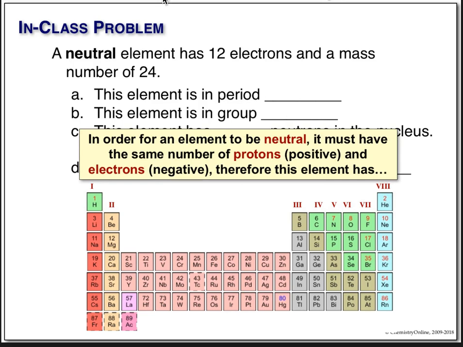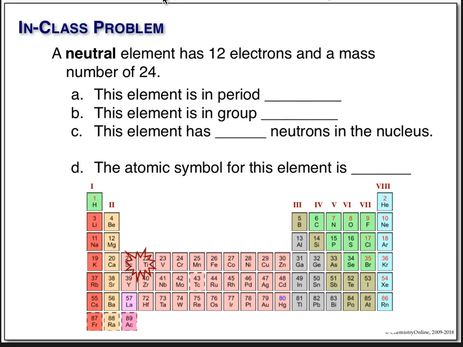In order for an element to be neutral, it must have the same number of protons, which are positive, and electrons, which are negative. If this element is neutral, and it has 12 electrons, how many protons must it have? 12. Go ahead and finish it.